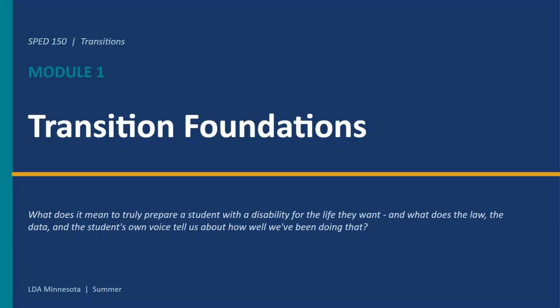The first module is called Transition Foundations, and the title is intentional. Everything we do in Module 2 and 3, the assessment, the IEP writing, the family partnership, rests on what you learned this week. If that foundation is solid, the rest of the course makes sense. If it isn't, the tools and frameworks we hand you later won't hold.